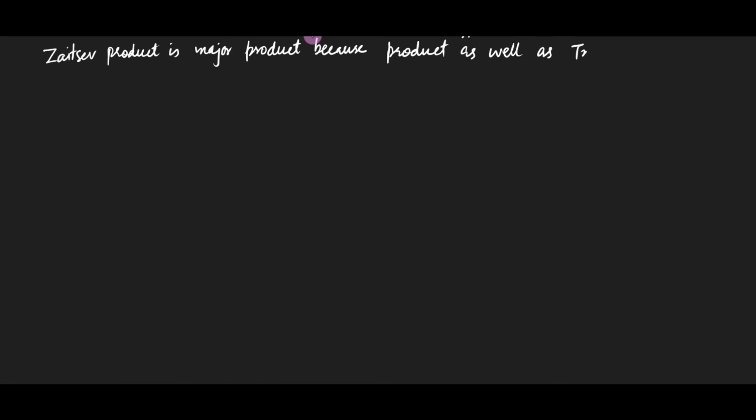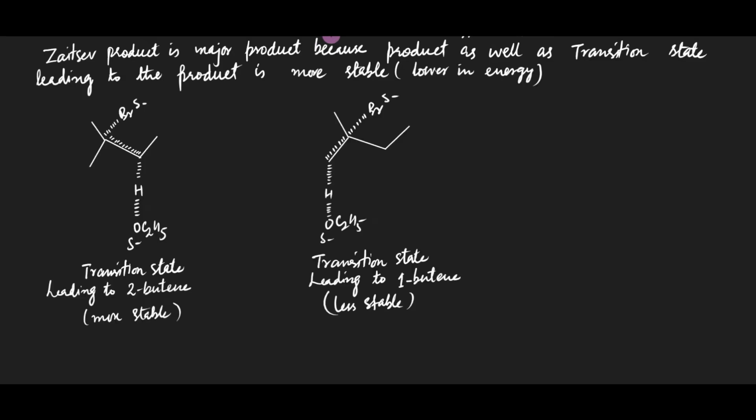Before going into the details of these conditions, let me tell you that the Zaitsev product is the major product in the above reaction because the product as well as the transition state leading to the product is more stable, or we can say lower in energy. For example, consider this transition state leading to 2-butene and 1-butene. Because the transition state has an alkene-like structure, the transition state leading to 2-butene is more stable than the transition state leading to 1-butene, for the same reasons that 2-butene is more stable than 1-butene. The more stable transition state allows 2-butene to be formed faster than 1-butene.